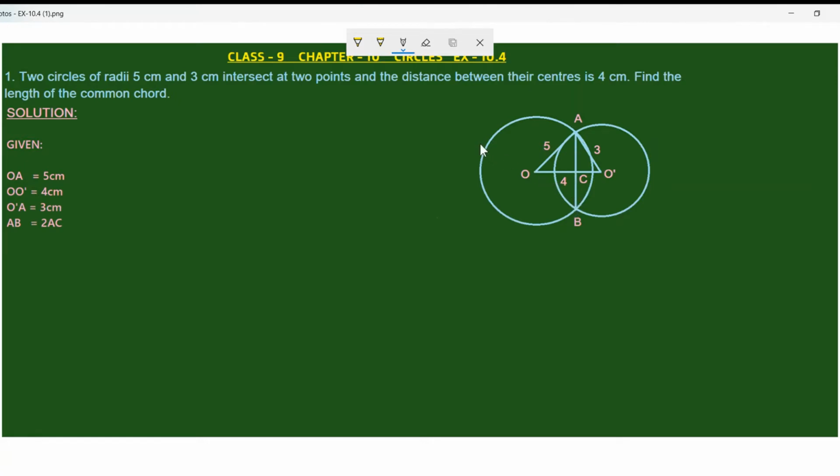Already in the question they have given the radius of the circle. So if we take the center of one circle as O and the center of the other circle as O prime. If we join O to A, we will get the radius of this circle, that is 5 centimeter. Similarly, if we join O prime to A, we will get the radius of this circle, that is 3 centimeter. That is also given in the question. And then we need to join the two centers of the circles also. The distance between these two centers is 4 centimeter. That is also given in the question.